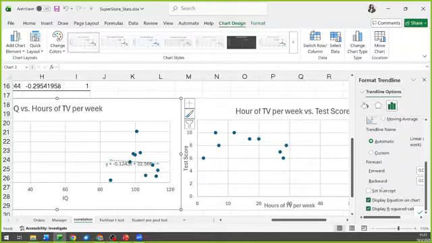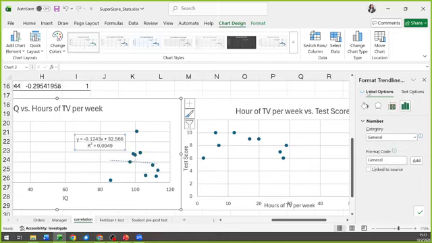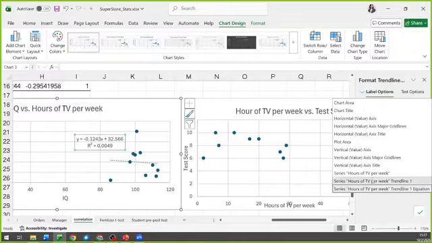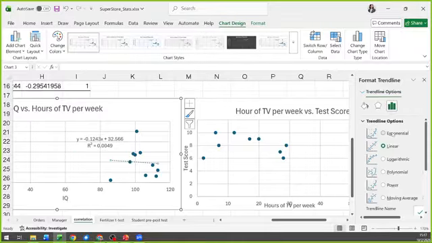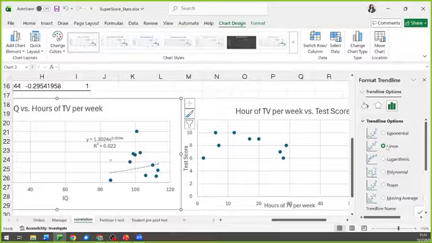Display equation. Okay. Trend line. Okay. Exponential. Again. Okay. Linear. Okay. Why doesn't it follow?